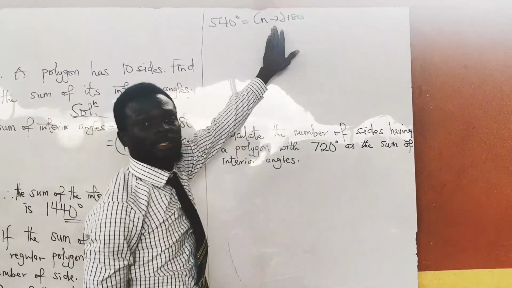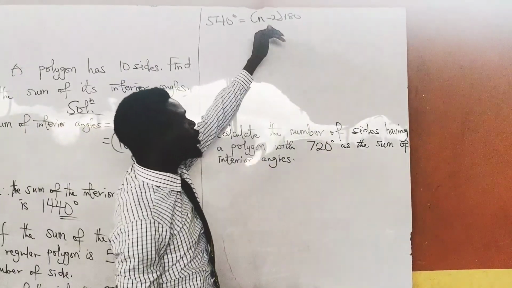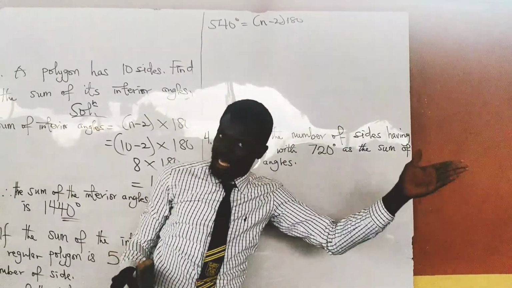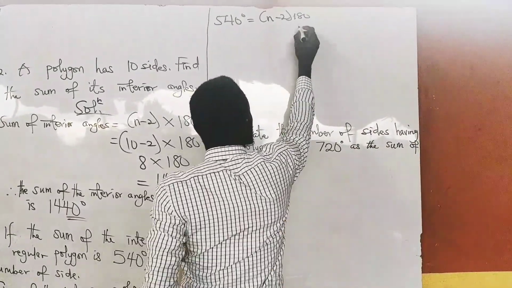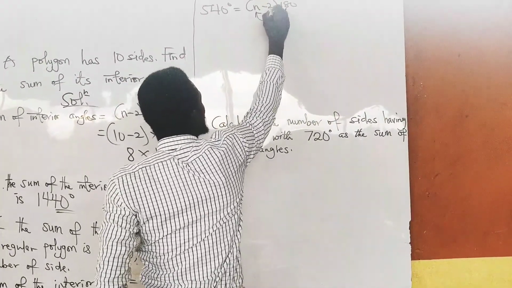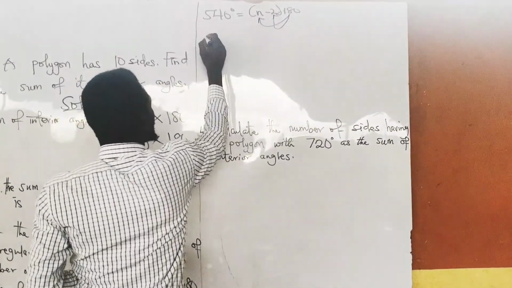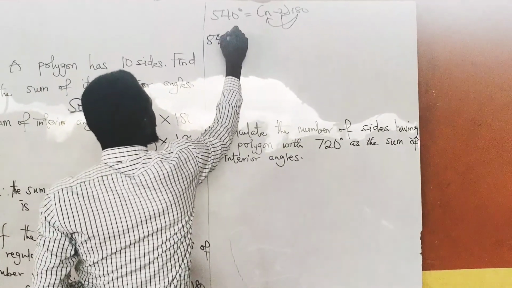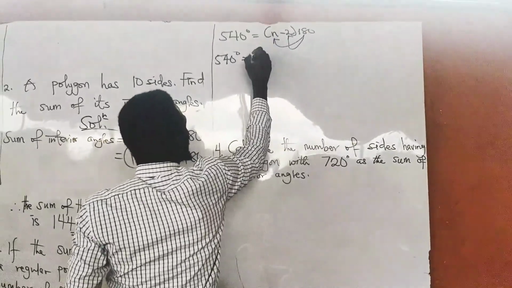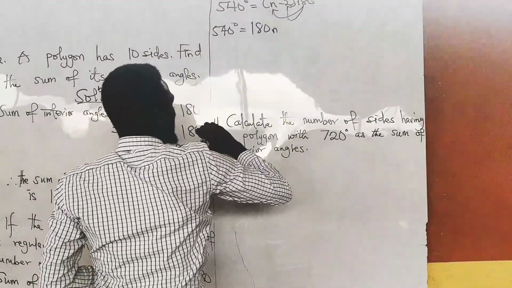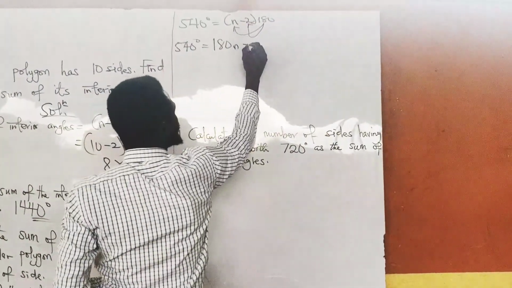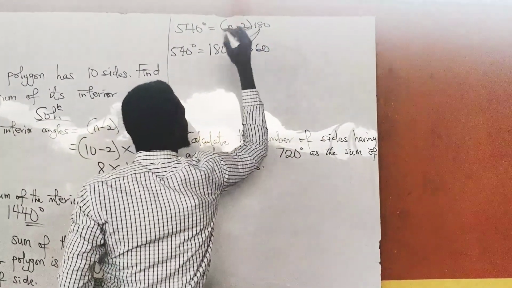There is a bracket. Clear the bracket. We were taught this in linear equations, that when you are solving an equation and there is a bracket, you clear off the bracket. So the 180 will multiply the n. This same 180 will multiply the 2. So this will give me 540 degrees is equal to 180 times n, which gives 180n, minus 180 times 2, which gives minus 360.